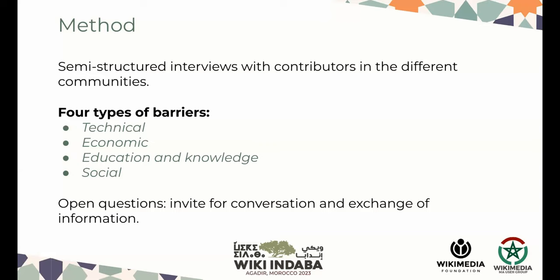We engaged several contributors from West Africa, Asia, so Africa, Asia, and then North America. And we're looking at identifying four types of barriers that all of us are already aware of, which is technical, economic, education and knowledge, and also the social challenges. And aside from organizing the interviews, we're also looking at having a very in-depth conversation with the research participants, learning from them and allowing them to share with us all the information that they know about contributing to their language Wikipedia and the challenges.